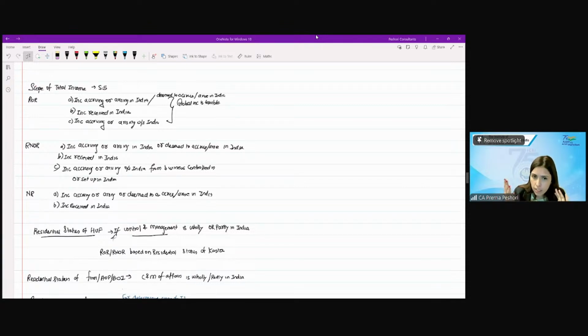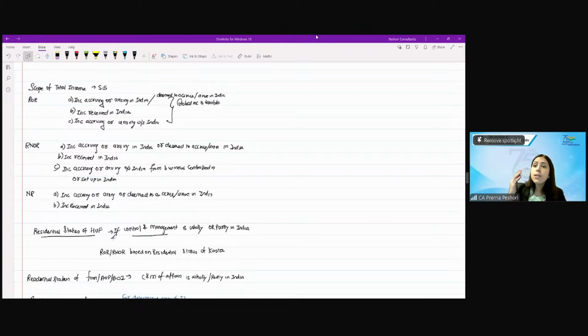Are we clear? But this is very vague because it is not defined and therefore it could lead to a lot of litigation as to what do we understand by accrue? What do we understand by arising? Where does the income accrue? Where the person who is paying the rent is located.